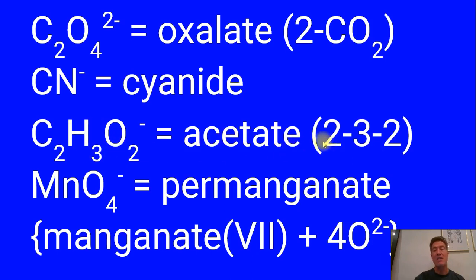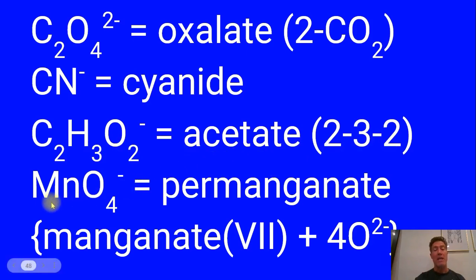So I think of this acetate as 2, 3, 2, right? 2 carbon represented by the A's, 3 hydrogen represented by the E's, the 3 E's, one of them is a C converted, and the 2 T's representing the oxygen. So C2H3O2, 2, 3, 2, acetate. Again, that's a toughie. You're just going to have to straight memorize that one.